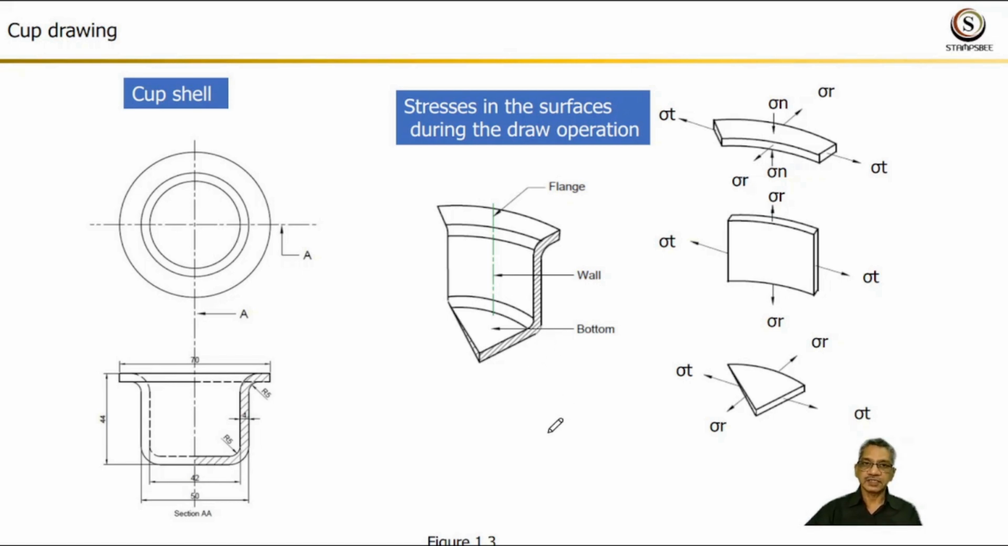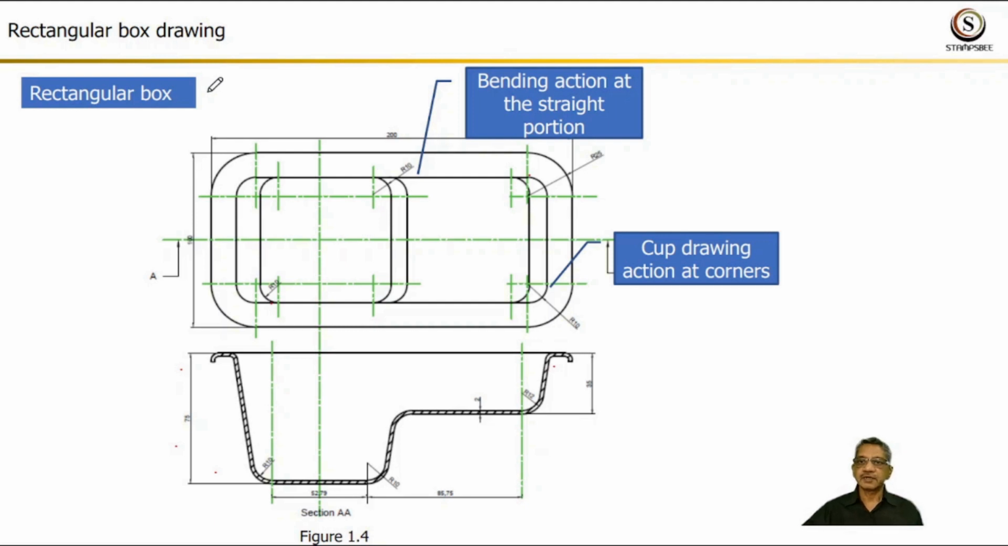Now we will understand the stresses involved in box type draw operation. Here we will understand the types of stresses involved in box type draw operation. Figure 1.4 shows the box type drawn part. In the plan view of the part, two types of surface are visible. The first is the corner radius at 4 places, and the second is the straight portion between the radii at 4 places.